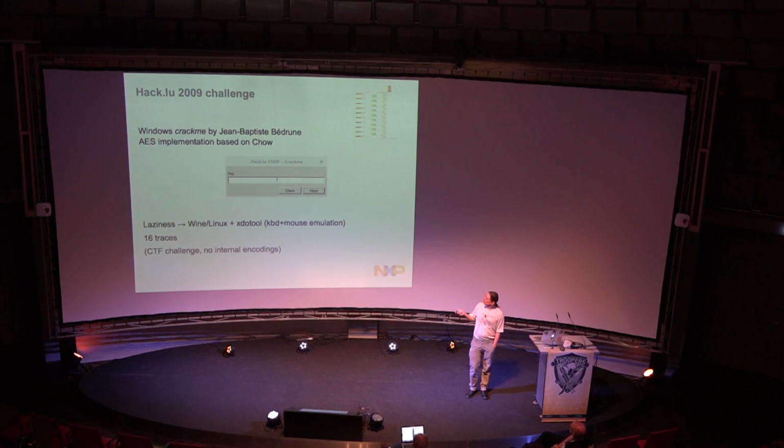And actually, when you go as low as 16 traces, it really means that there was no intermediate encoding in between the tables. Otherwise, you would still need some more traces than that. But okay, that's fine. It was for a short CTF that lasts for 2 days, so it was not meant to be unbreakable, of course.